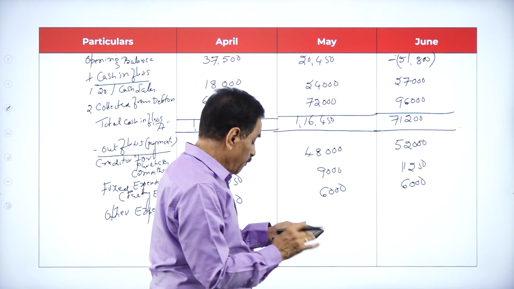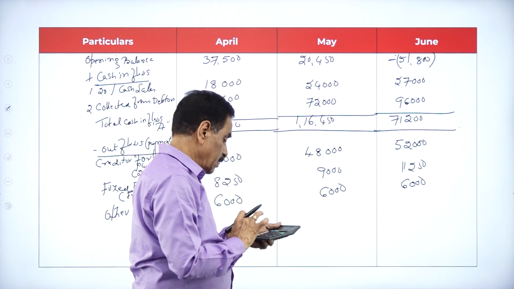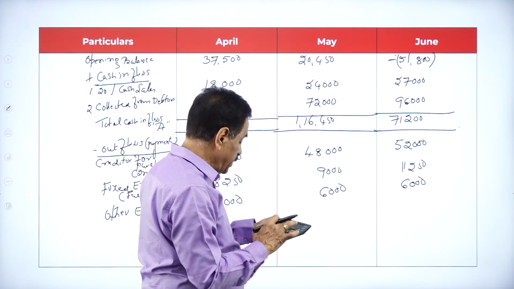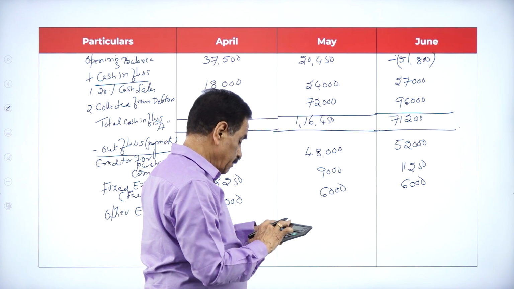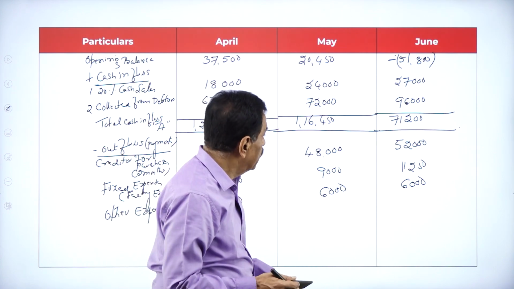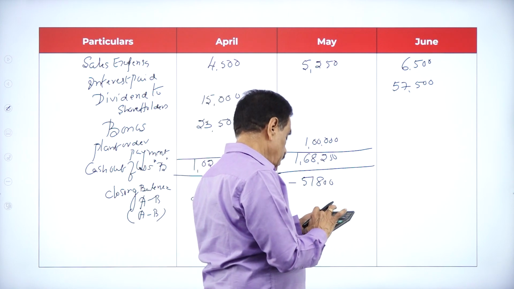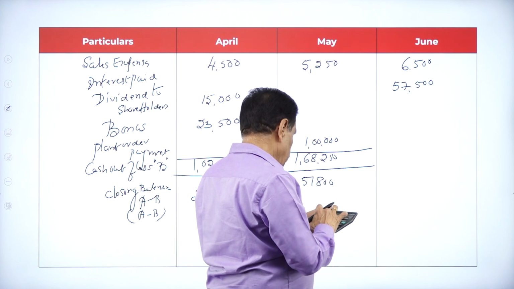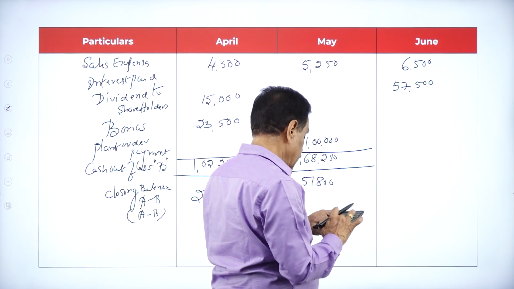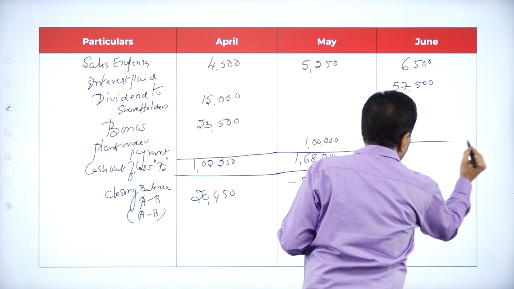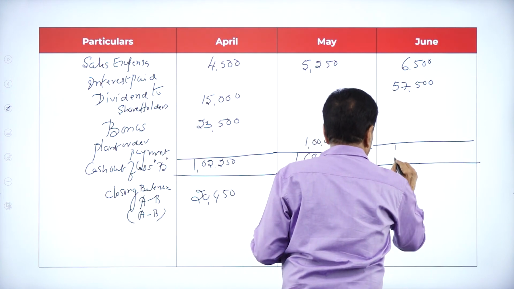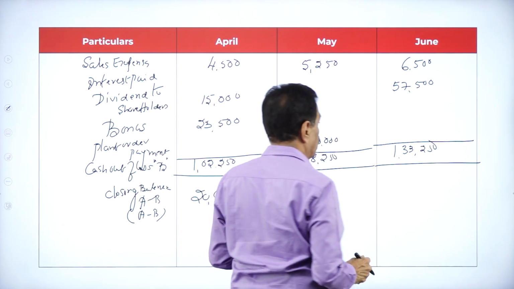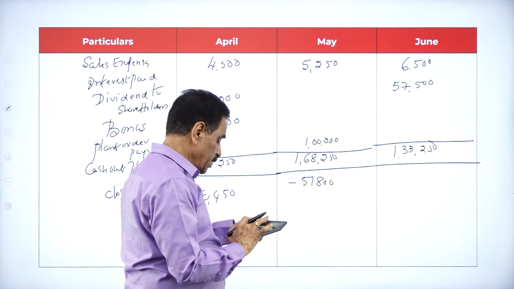Add this. 52,000 plus 11,250 plus 6,000 plus 6,500 plus 57,500. 1,33,250. Payments are more. 1,33,250.